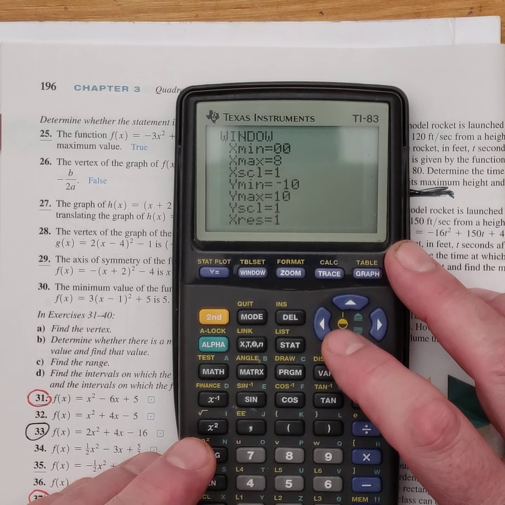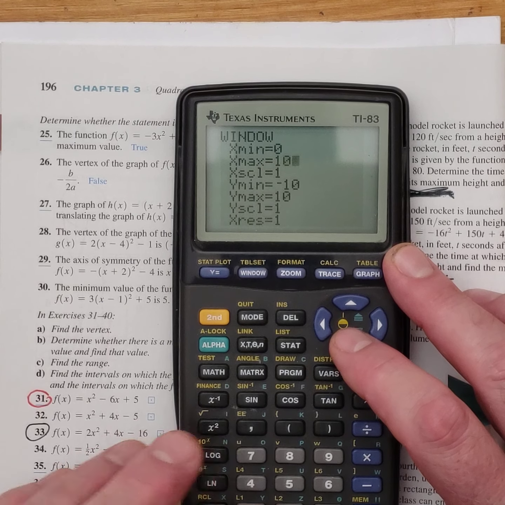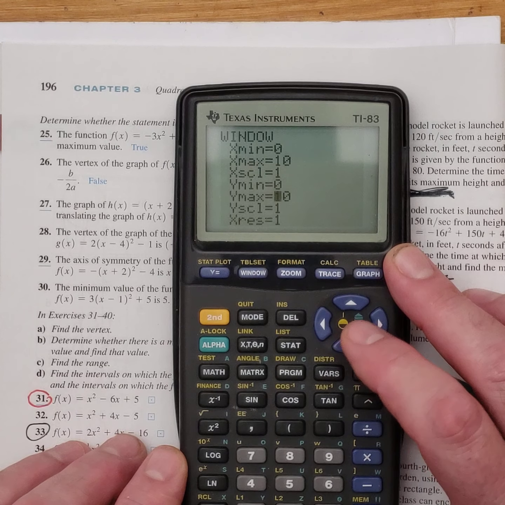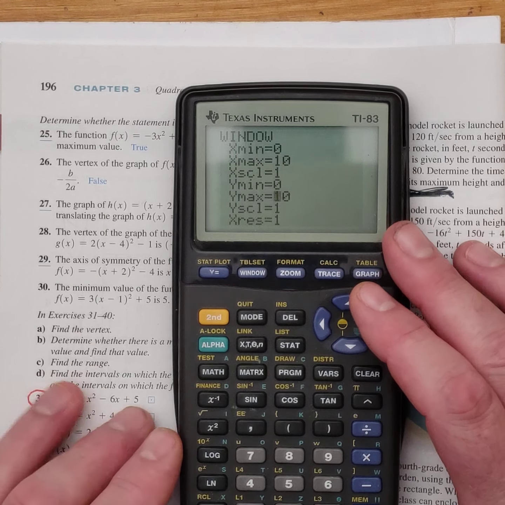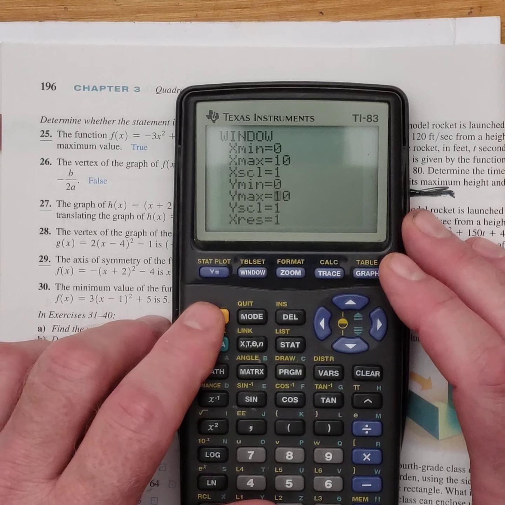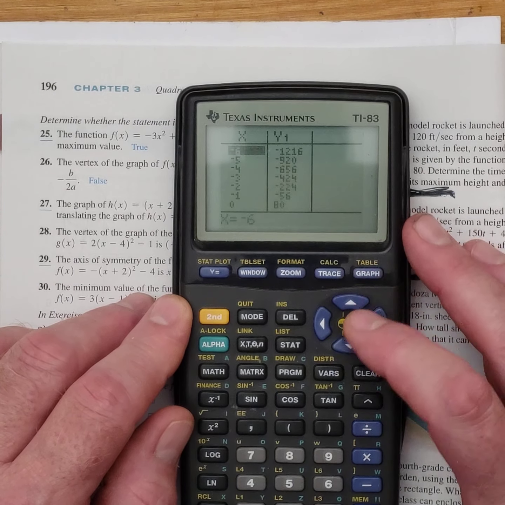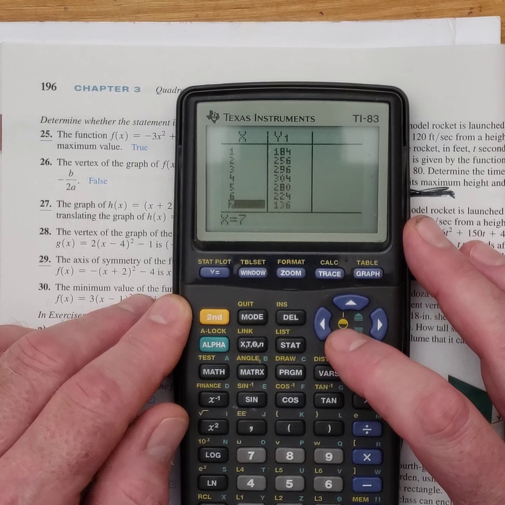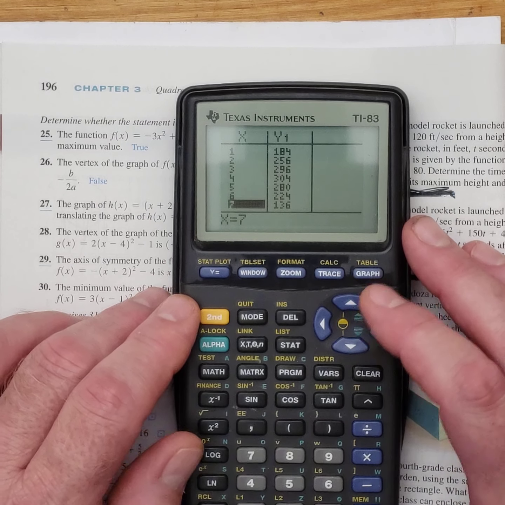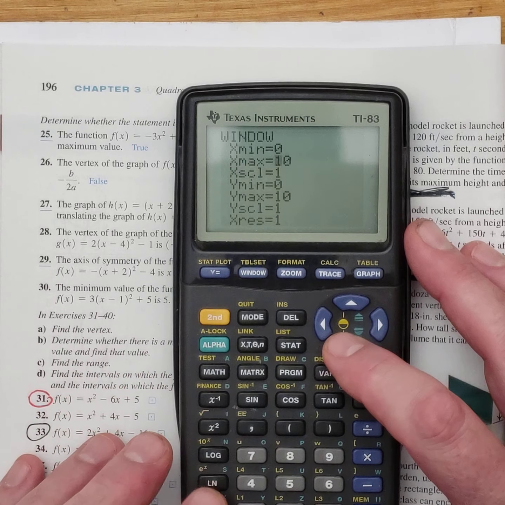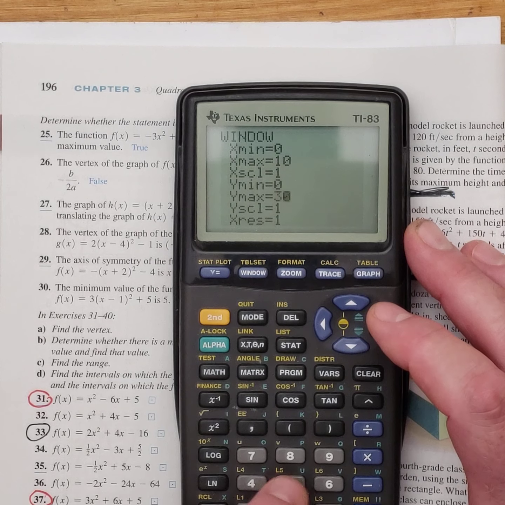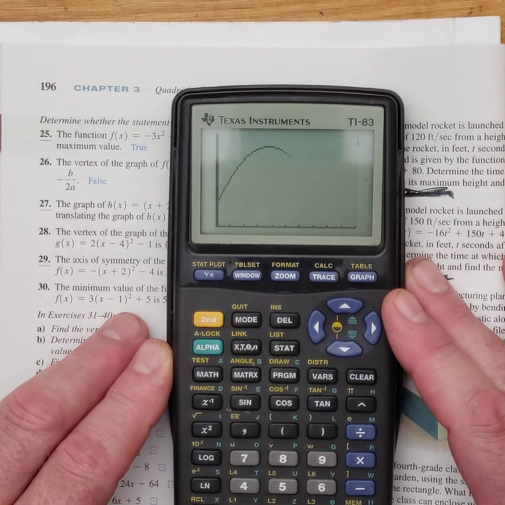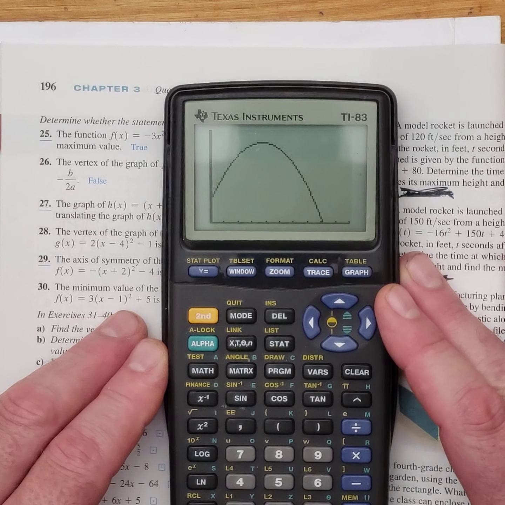So X min always 0. X max, this time I want to see that flight for 10 seconds. Y min's always 0. And Y max, here I really don't have a good sense for that. So I'm going to go to my table, and I'm going to see my numbers are, it looks like it gets up just a little bit above 300. So I want to be able to see that. So I'm going to set my Y max at, I'm going to go to 350. So now you should see the ball go up, hit the maximum, turn around, come back down.